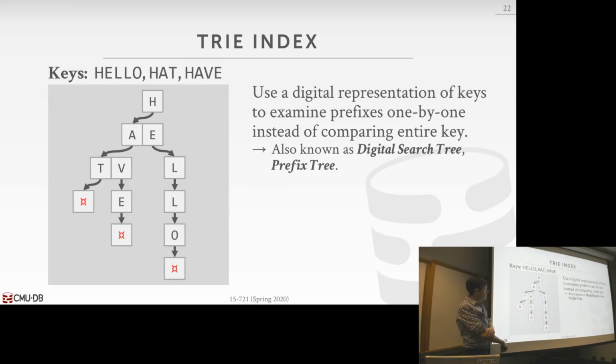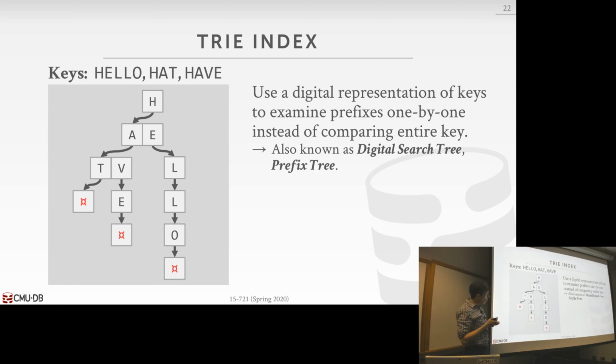So this is sort of the motivation of the tries, right? The idea is that instead of storing the whole key at every single node, we could store a digit of the key at a node, and that way we can potentially determine more quickly whether the thing we're looking for is there or not.